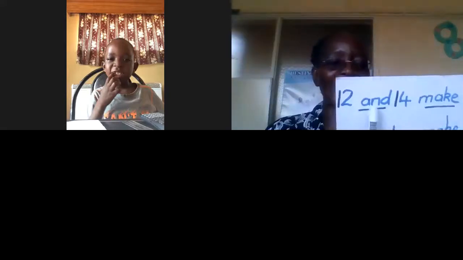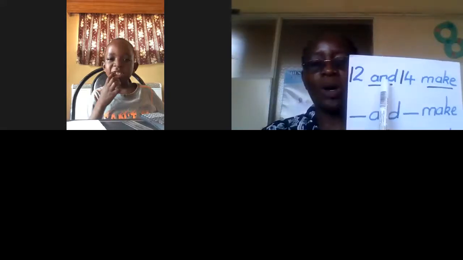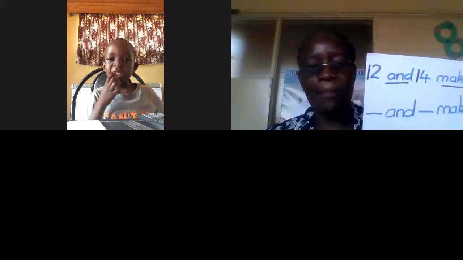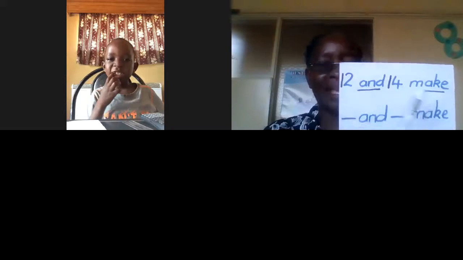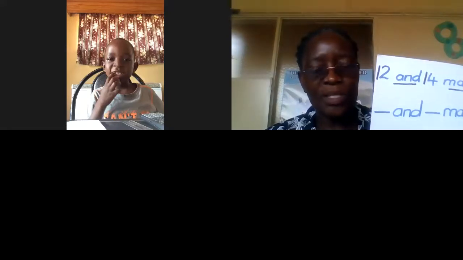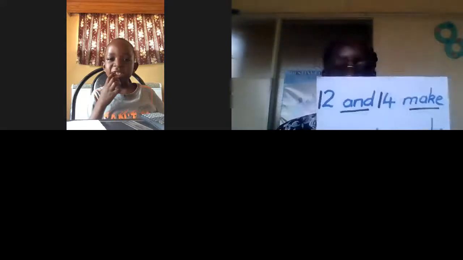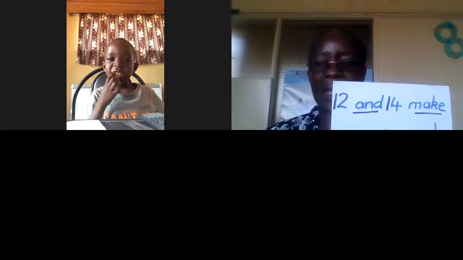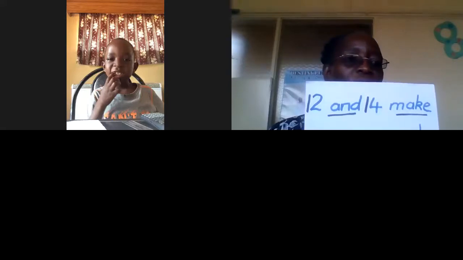Now we want to look at 'and' and 'make.' That word is 'and' and that one is 'make.' So my sum is 12 and 14 make. What do they make? We are still adding, okay? Can you still hear me, Anoba? Charging needed. 12 and 14 make. What do they make? Anoba, are we still together?